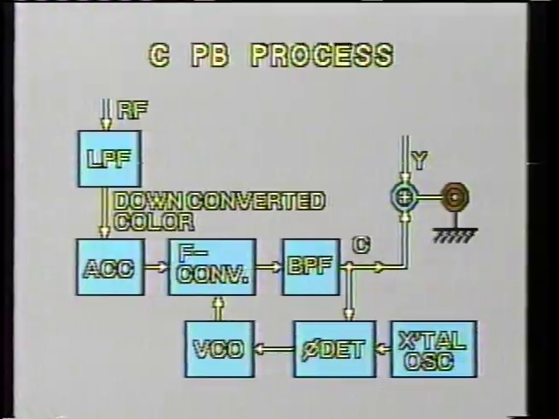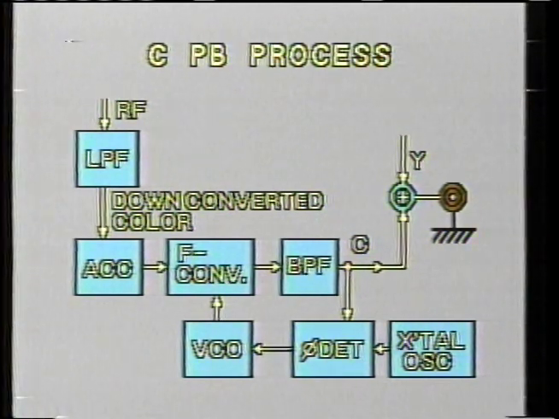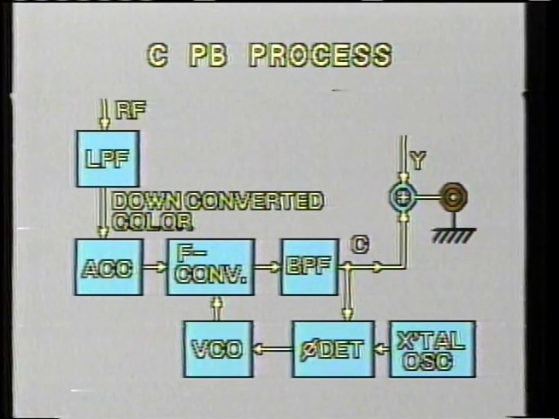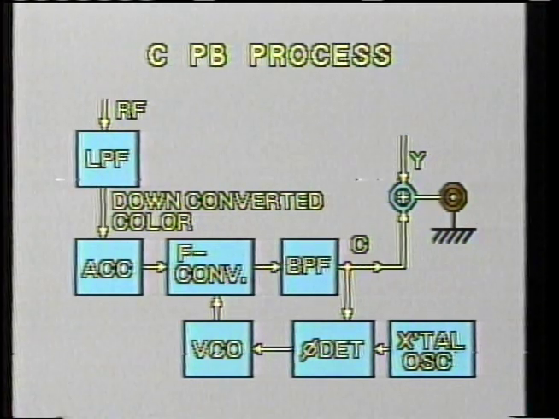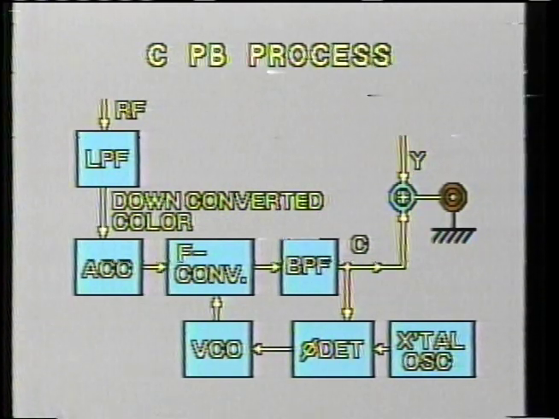The burst signal produced after frequency conversion and the reference signal, 3.58 MHz in NTSC and 4.43 MHz in PAL, produced by the crystal oscillator, are phase compared, and the error in the output is corrected by the VCO. The jitter component is removed and the FX is altered. This phase comparison circuit is known as the phase detector.